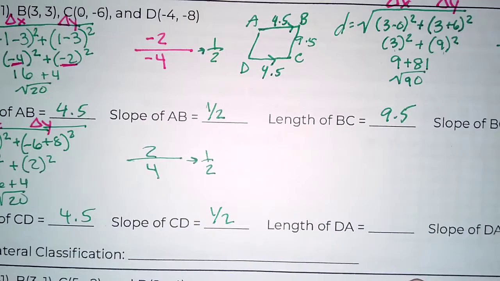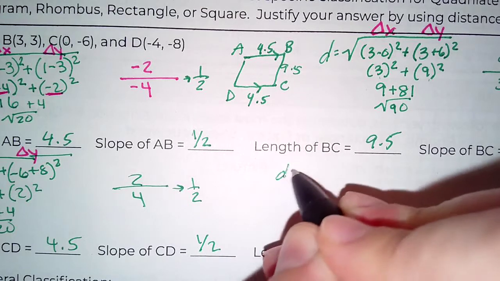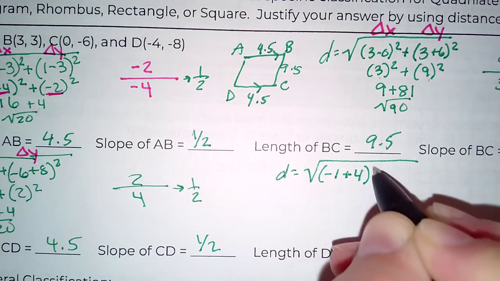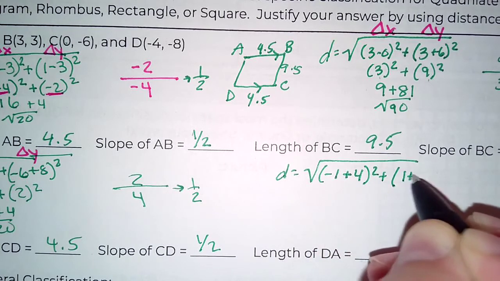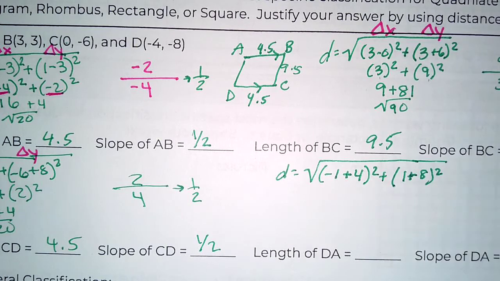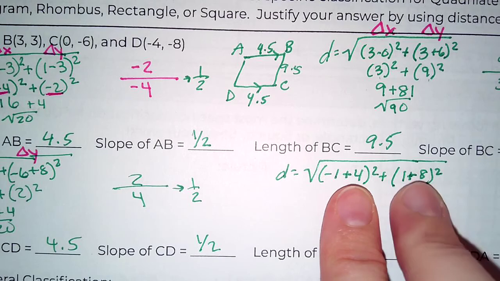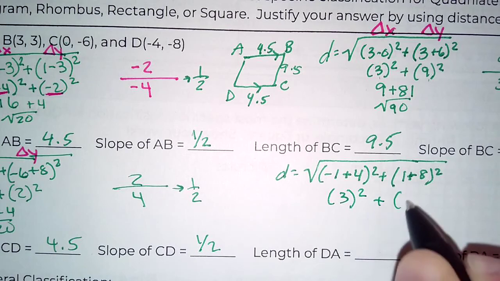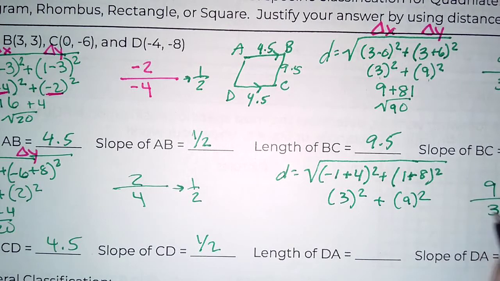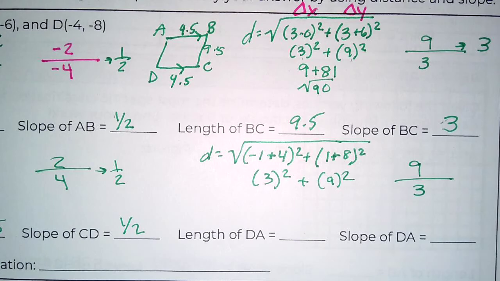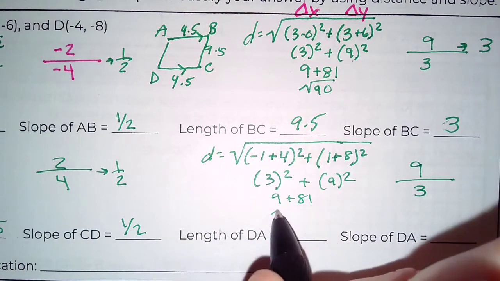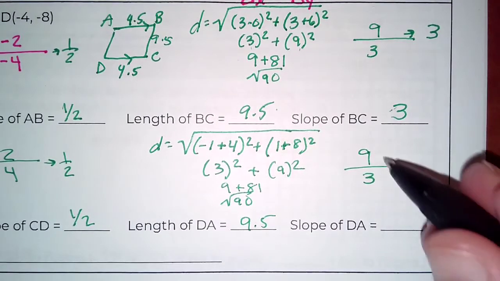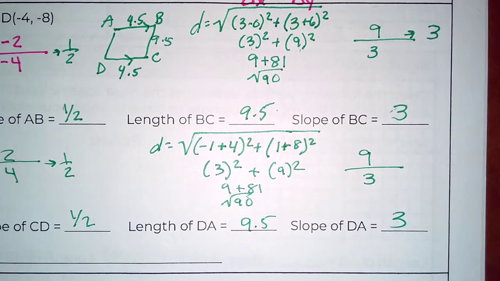Now let's check DA, or AD. So distance equals the square root of negative 1 minus negative 4, so plus 4 squared, plus 1 minus negative 8, so plus 8 squared. The only reason these changed to plus is because it was minus a negative. So we have 3 squared plus 9 squared. So that's 9 over 3 for my slope. So 9 plus 81, the square root of 90, which we've already calculated is 9.5. 9 over 3 reduces to 3.